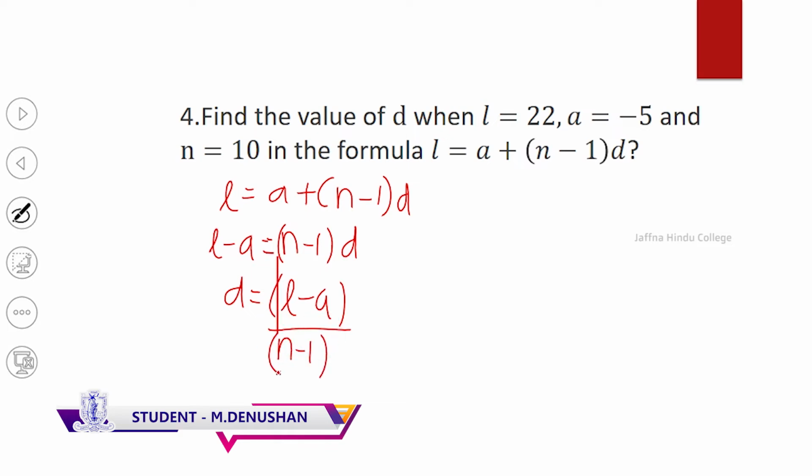Then we can substitute the given values directly. L is equal to 22, minus a is equal to -5. Be aware of the negative sign.